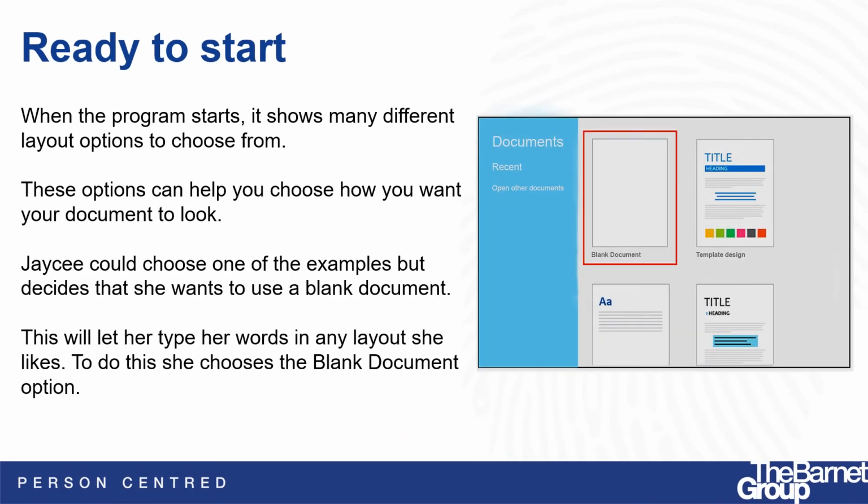When the program starts, it shows many different layout options to choose from. These options can help you choose what you want your document to look like. JC could choose one of the examples, but decides that she wants to use a blank document. This will let her type her words in any layout she likes. To do this, she chooses the blank document option.